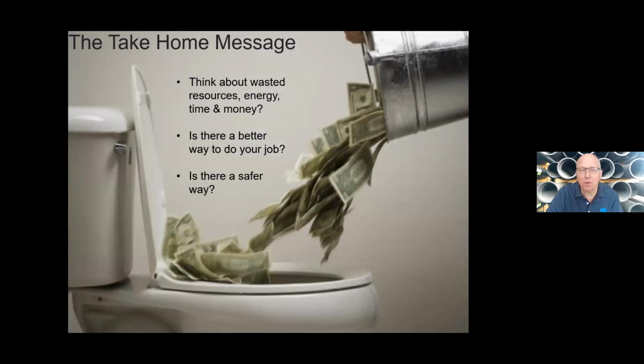So what's the take-home message out of all of this, okay? Think about in your departments, what wasted resources or energy, time, money. How do you manage the business within your respective departments? And possibly, how can that be shared with other departments in a cross-functional team? Is there a better way to do your job? Is there a safer way to do your job? So we're not only looking at environmental, we're also looking at ergonomics and safety and the cost of doing your jobs.